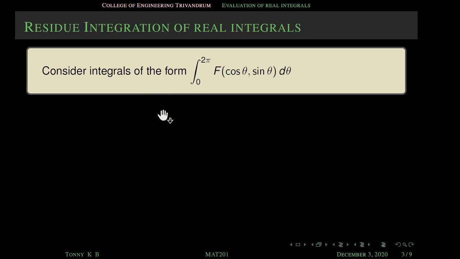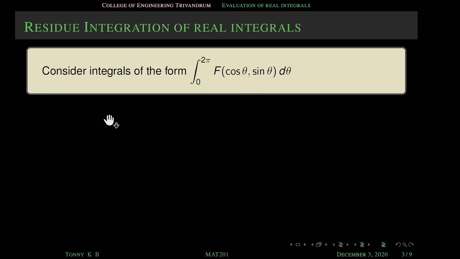Okay. Today we are going to discuss how to evaluate real integrals using complex residue integration or complex integration. So first we consider the case of an integral of the form integral from 0 to 2 pi of a function of cos theta and sin theta d theta. Okay, it's a function of cos theta and sin theta, an integral from 0 to 2 pi.